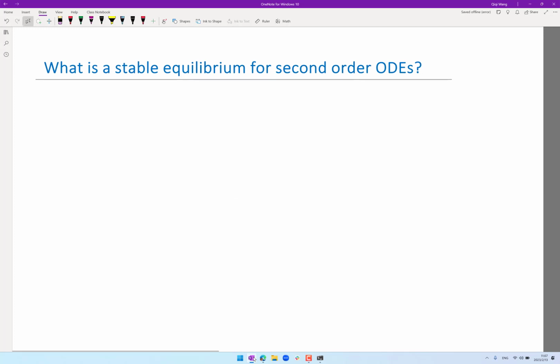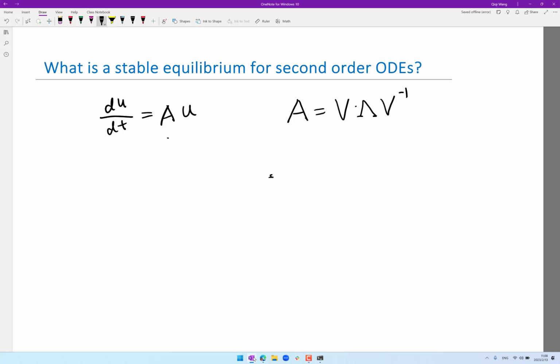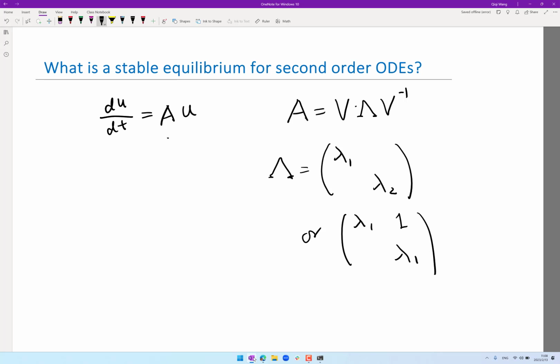Okay, so let's look at this equation du/dt = A u first, right? When we have a linear system du/dt = A u, we can always decompose the matrix into a simple canonical form. So A would be equal to V times Gamma times V inverse, where for a 2x2 matrix, the Gamma can take a form of either two eigenvalues, lambda 1, lambda 2, or, if the eigenvalues are identical, take the form of lambda 1 and lambda 1 and 1. All right, these are the only two possibilities.